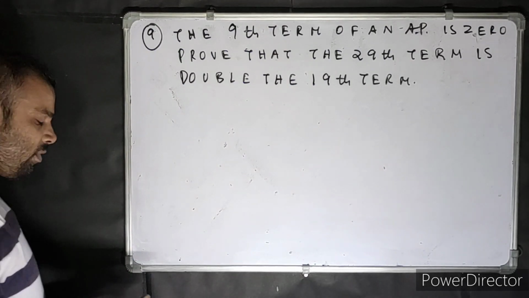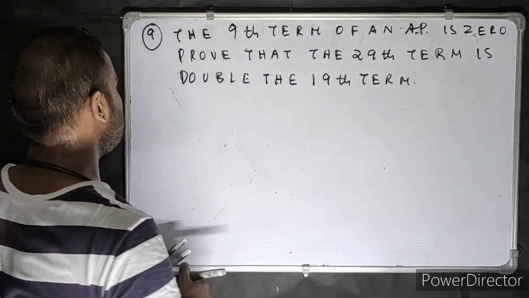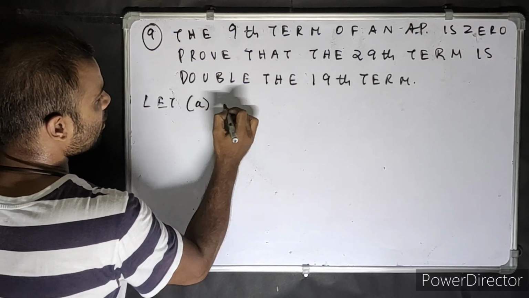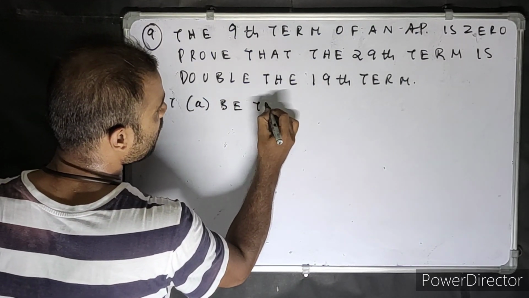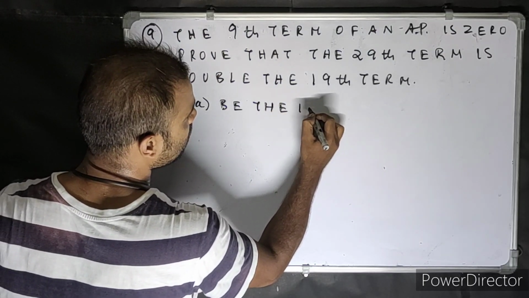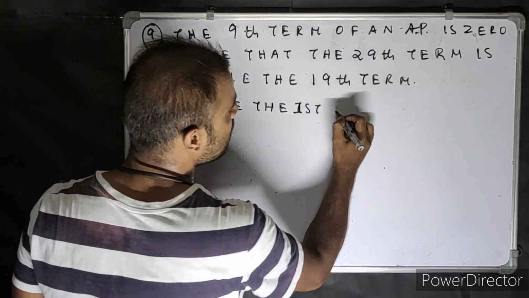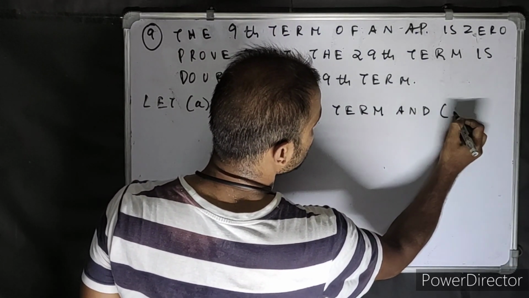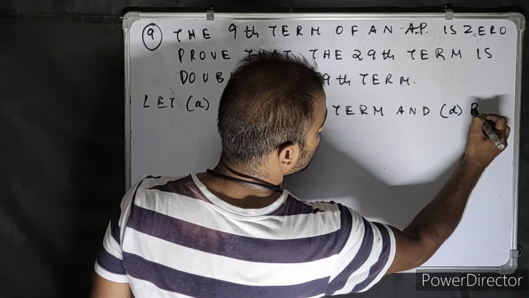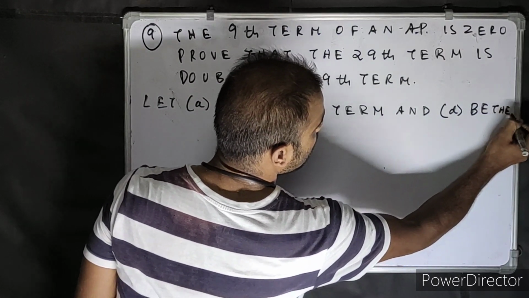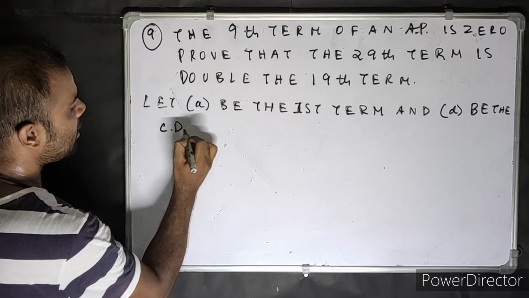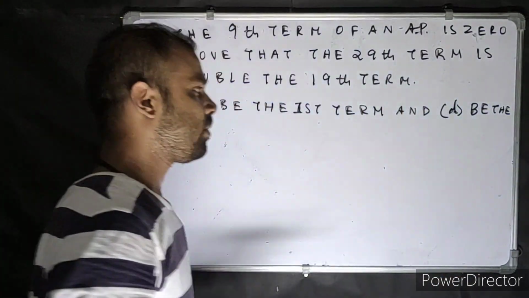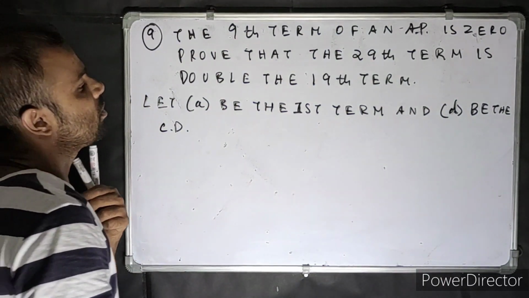So let us start. First of all, we have to take A and D. Let A be the first term and D be the common difference. Now let's start from here, students.